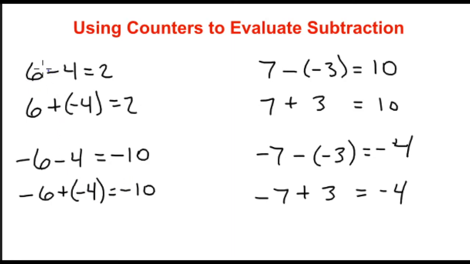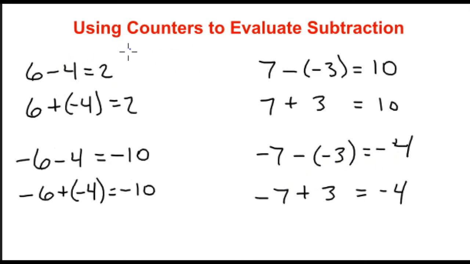So after figuring out all of our subtraction problems, what we should notice here is that in this case 6 minus 4 was 2. 6 plus a negative 4 also equaled 2. Then for our next one, we had negative 6 minus 4 gave us a negative 10. Negative 6 plus a negative 4 equals a negative 10. 7 minus negative 3 was 10. 7 plus 3 was 10. And then negative 7 minus negative 3 was negative 4. Negative 7 plus 3 was negative 4.